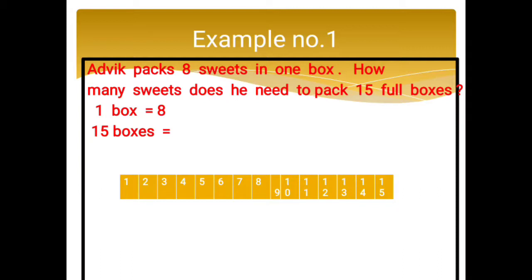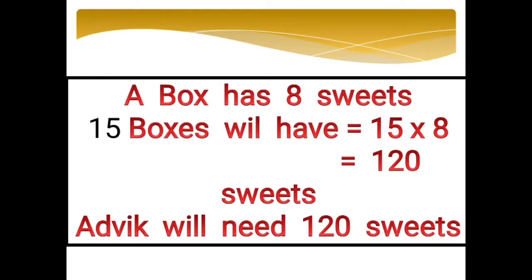So we have the number line system also. You can see here how many boxes? 1, 2, 3, 4, 5, 6, 7, 8, 9, 10, 11, 12, 13, 14 and 15. It means we multiply by which number? 15 into 10. So you know how we will write down the statement. A box has how many sweets? 8 sweets. So 15 boxes will have 15 into 8.